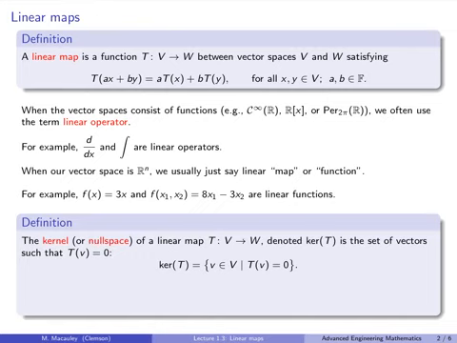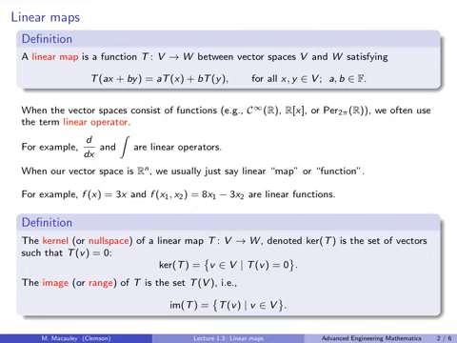Next, we need two definitions. First of all, the kernel, sometimes called the null space of a linear map, we write it as ker of T, is just the set of vectors that get mapped to 0. So formally, the kernel of T is the set of all vectors v in the domain such that T of v equals 0.